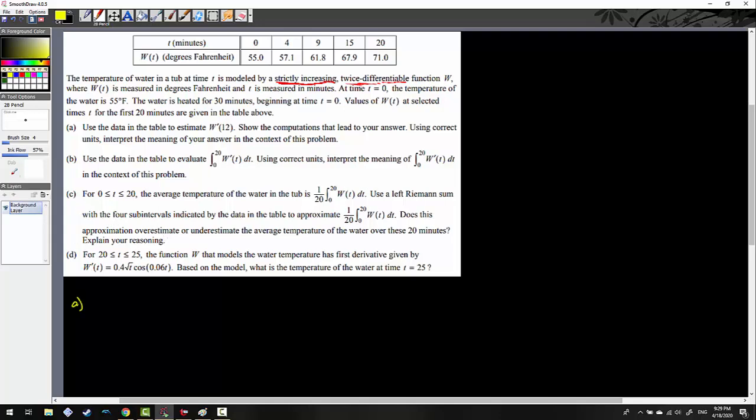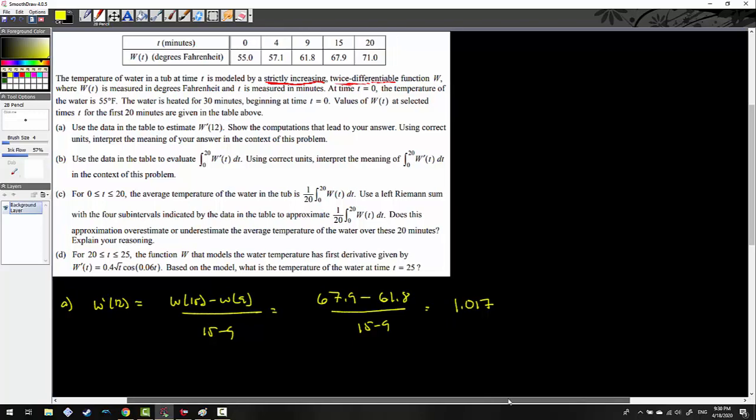You want to squeeze your number in between the two closest things to it. So from here, W prime of 12 will approximately be W of 15 minus W of 9 over 15 minus 9. So what is that really? Well, that's 67.9 minus 61.8 over 15 minus 9. Now at this point, I would probably recommend you just stop solving it from here and just not simplify, because this will give you the first part of the answer. Now from here, because I'm going to actually interpret this, I'll go ahead and just let you guys know it's 1.017. And again, this is a calculator problem, so it's really not that hard to figure out after punching a couple of buttons in.